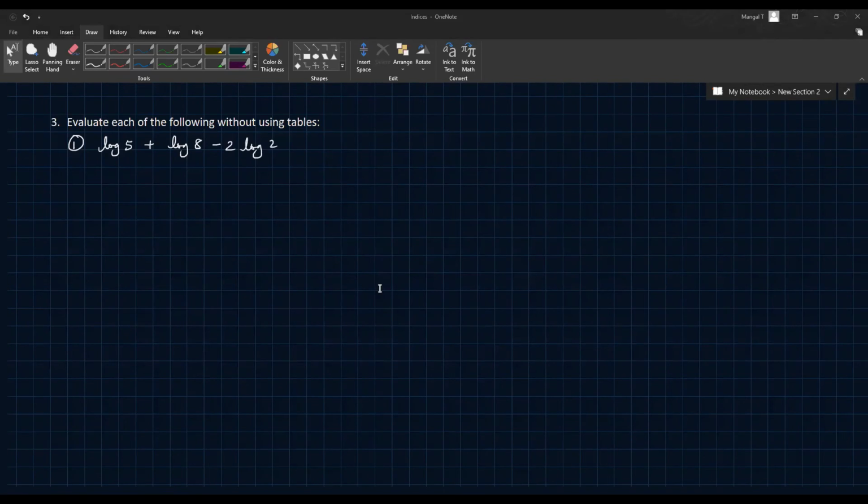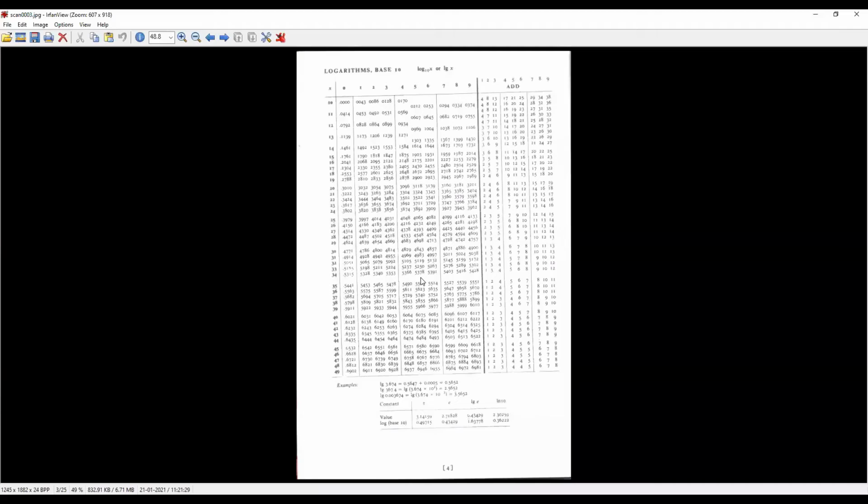The next question expects us to evaluate, to find an answer to this without using tables. Now, what is the meaning of without using tables? So I'll show you what are log tables. Last class, I told you that Napier formulated this method of logarithm to do complex calculation. So to do this calculation, they use these tables. So over here, you can see that it is written logarithmic base 10. So these are log tables.